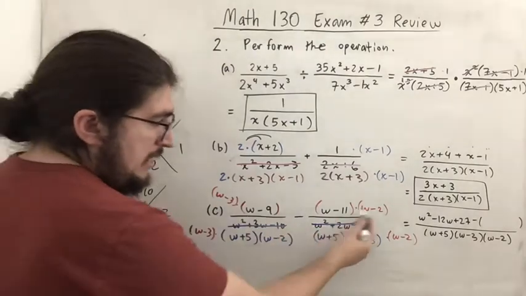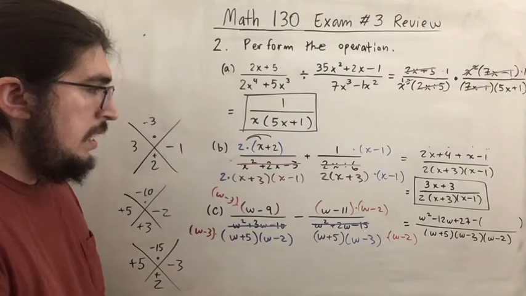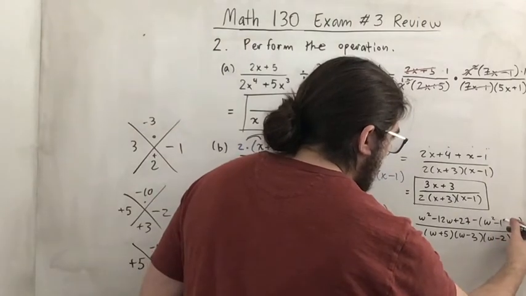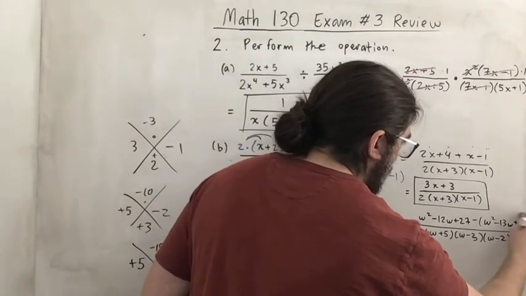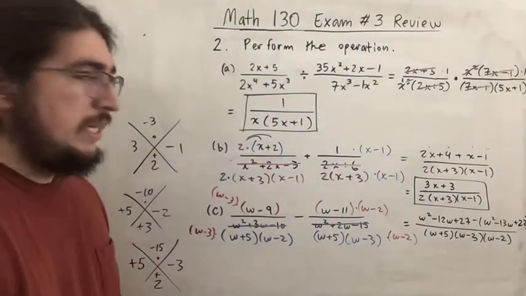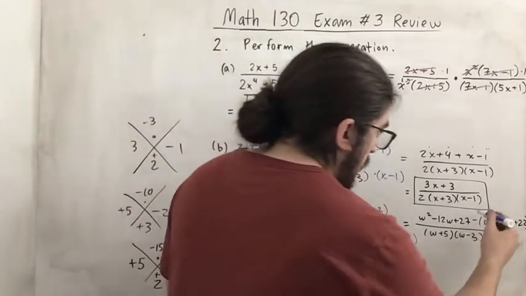Now again, if you add these two numbers, negative 11 and negative 2, you get negative 13. And if you multiply them, you get positive 22. So that's going to give us W squared minus 13W plus 22. Let me squeeze it in here. Probably barely makes it on the screen. Okay, plus 22. So now if we distribute this negative and combine, what do we get up on top?